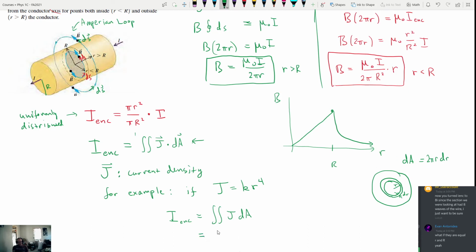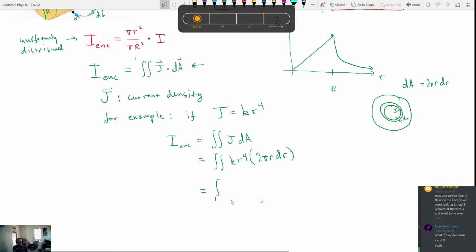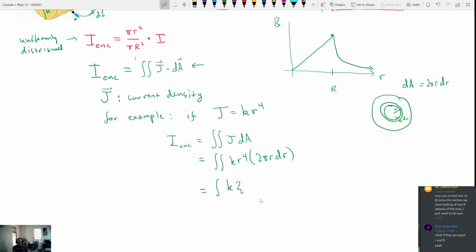So when we're doing our current enclosed, we'll plug in our J, which is k times r to the 4, plug in our dA, which is 2 pi r dr, right? And now, to find our current enclosed, we need to do our integral, which actually becomes a single integral after we plug in that dA, which is now going to be k times 2 pi times r to the 5th dr. And now you're going to need limits here too, right?